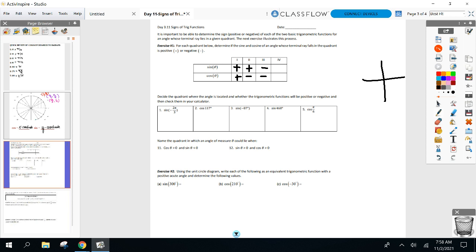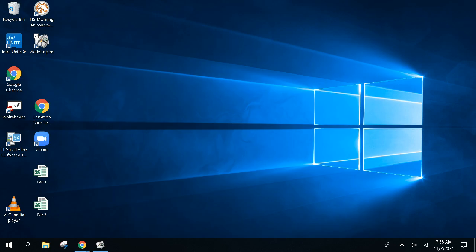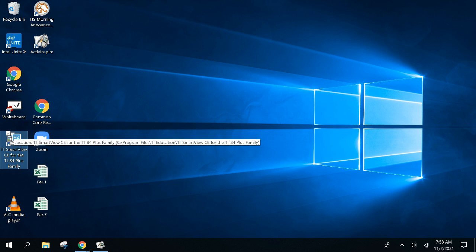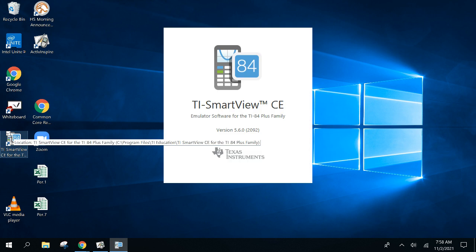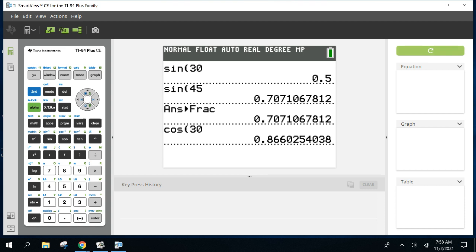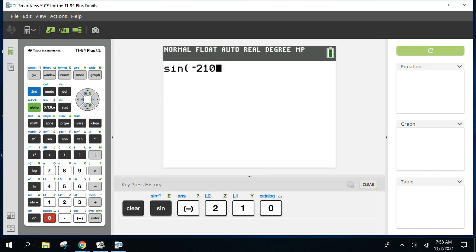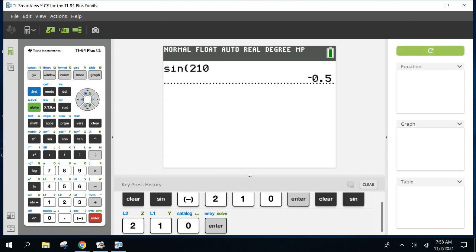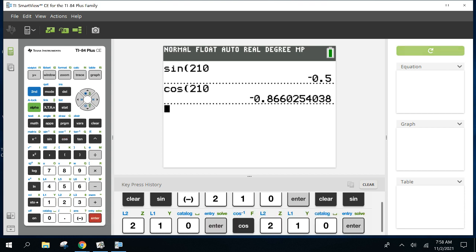And just so you know, I have a feeling that we're not picking up here what I'm throwing down. So let me show you real quick what I'm talking about. While this is loading up, somebody give me an angle in the third quadrant. 210. All right, you can do it on your calculator as well: the sine of 210. I don't care what it's equal to, but is it positive or negative? It's negative. Do the cosine of 210. It's also negative. That's what I mean by being positive and negative.